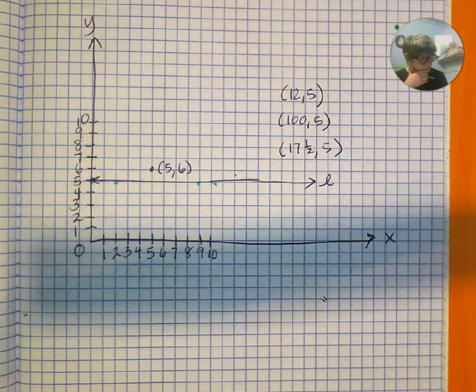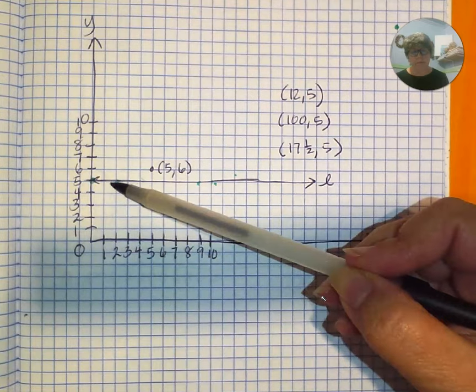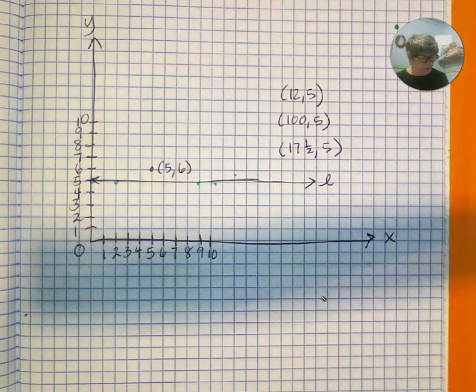Okay? What is the distance from line L and the x-axis? 5, right? And what is the line L parallel to?